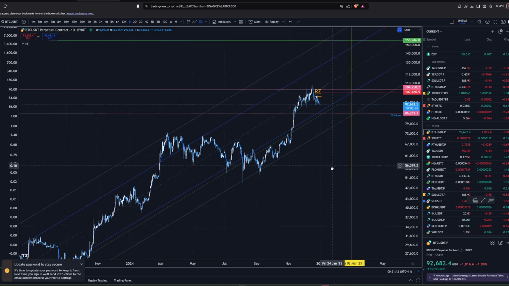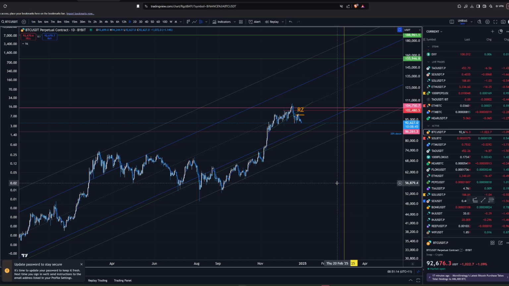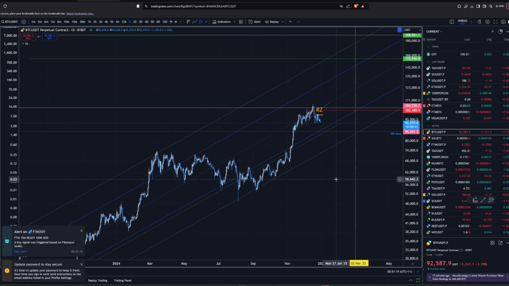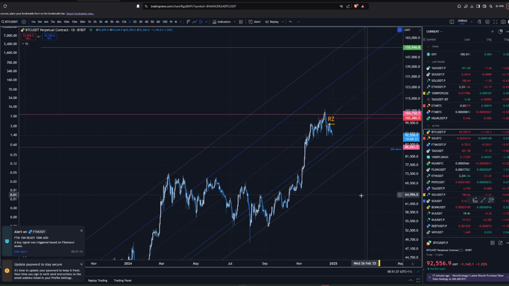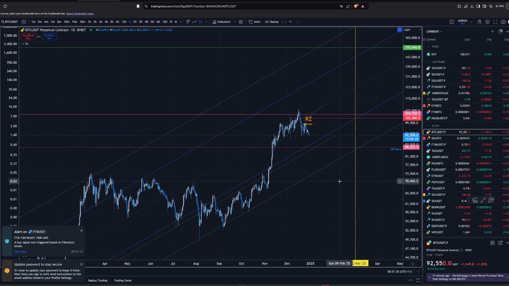I don't know if this is going to be an extremely violent dump. I think it could be, but once it does happen, it'll be like ripping off a band-aid, and we can start bidding again for our altcoins and ride it all the way up into the end of Q1.